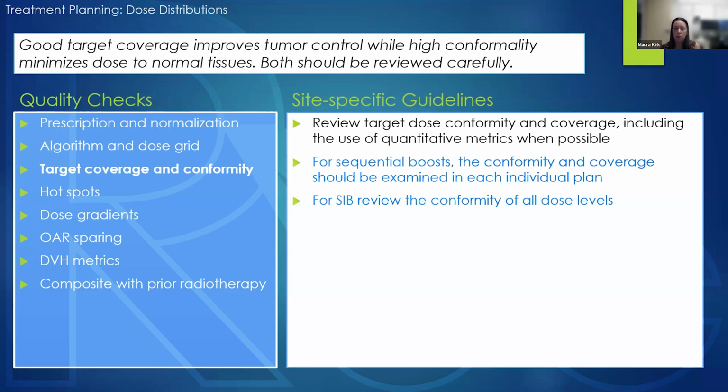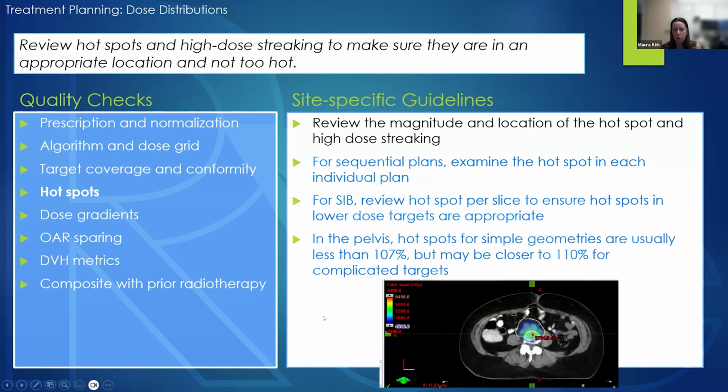And then for SIB, you want to review the conformity of the dose for each dose level. For hotspots, you want to review the magnitude and location of the hotspot and any high dose streaking. For sequential plans, you want to look at the hotspot in each of the individual plans. And for SIB, it's good to review the hotspot per slice to look at the magnitude of the hotspots in the lower dose target volumes, which might not be apparent if you just look at the overall hotspot of the plan. In the pelvis, the hotspot for more simple geometries might be somewhere around 107, but once you get into the more complicated geometries, you may see higher hotspots closer to 110%.